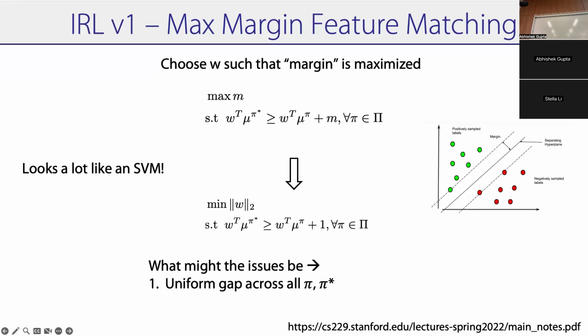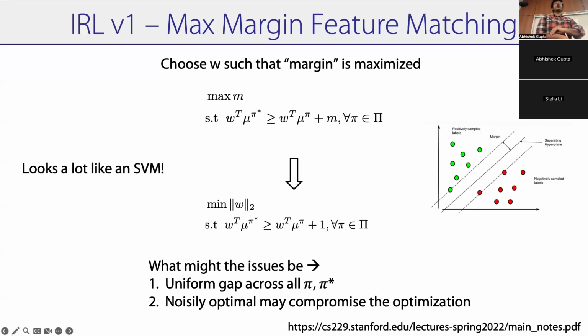But some of the issues are that this says you have to be uniformly good across all of the policies, whereas in some cases you might want the margin to be bigger than others. This treats all policies as equal. If you know some policies are just terrible, not the expert policy, you want the margin to be bigger. So you don't want a uniform gap across all pi and pi star. And your expert may not be optimal.